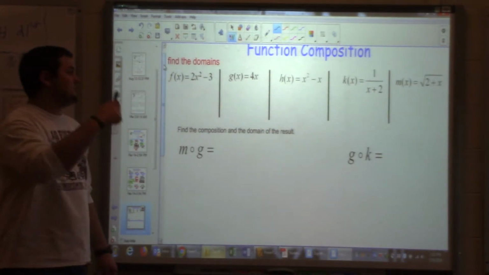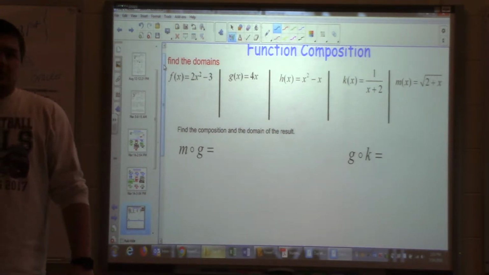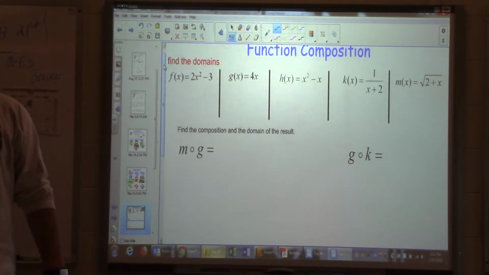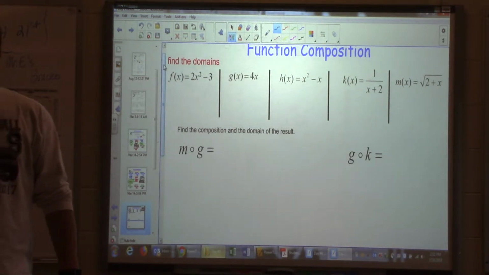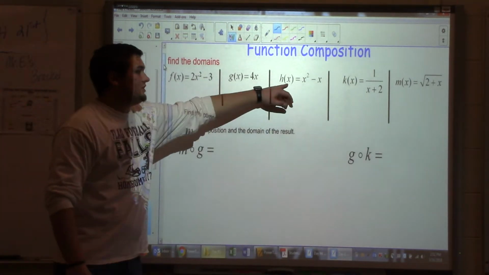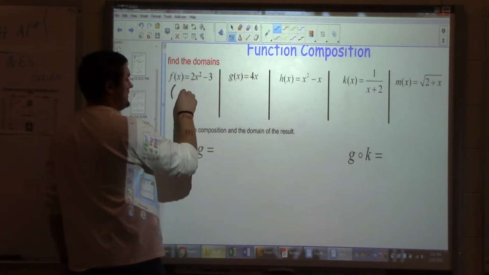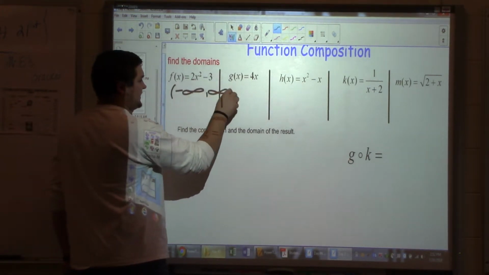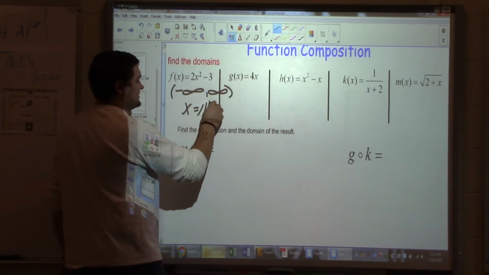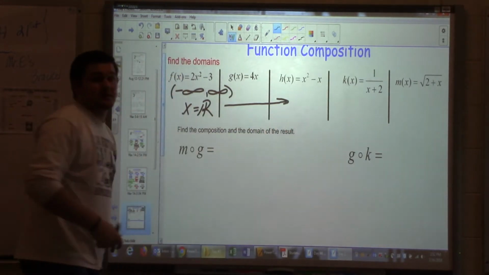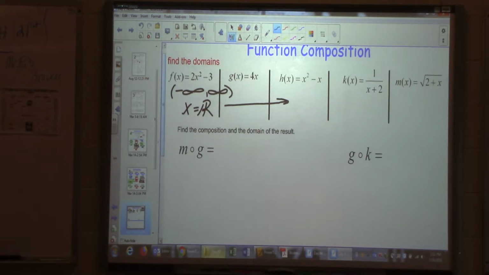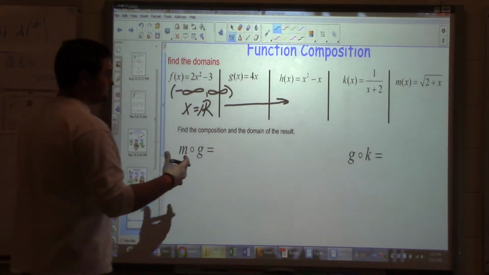Alright, f, g, and h functions. Do any of them have a denominator? Do any of them have a radical? No. These first three functions, none of them have a denominator. So, I'm going to go negative infinity to positive infinity. X is in the real number set. And I'm not going to waste my time writing them all out. I want to make sure I save as much time so you guys get some homework.